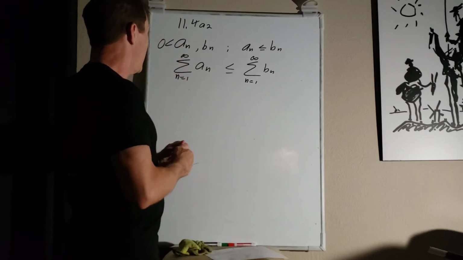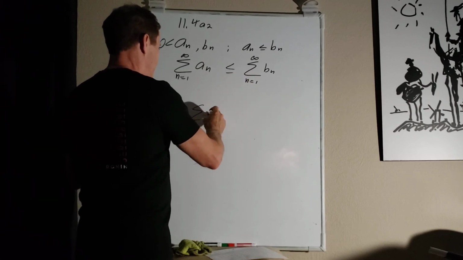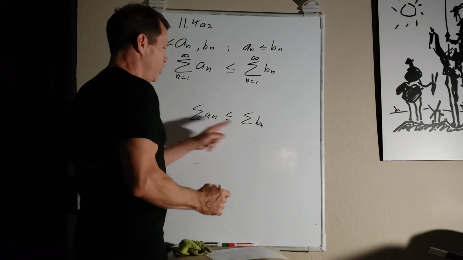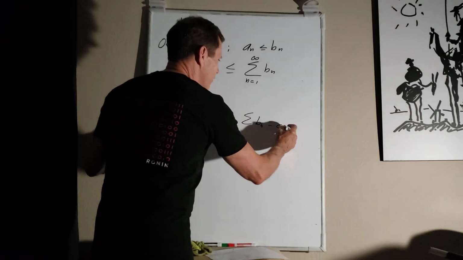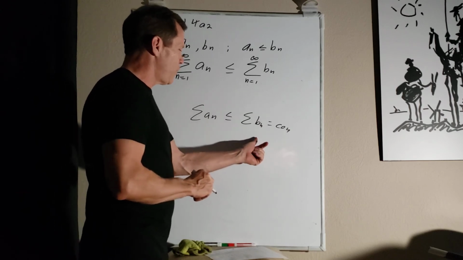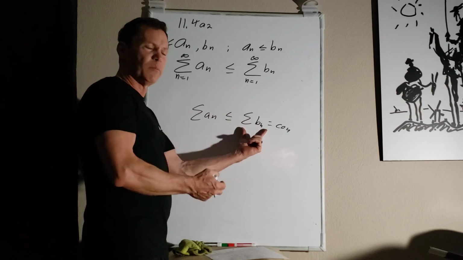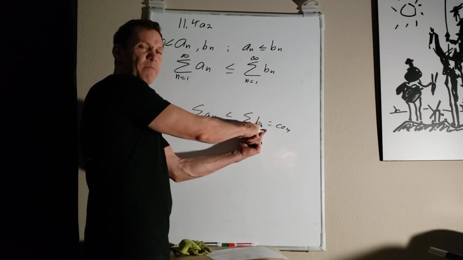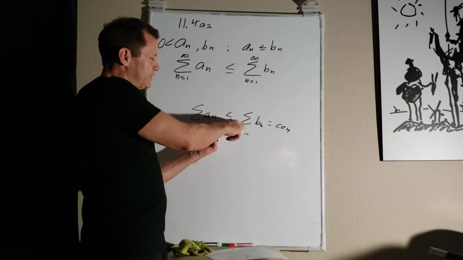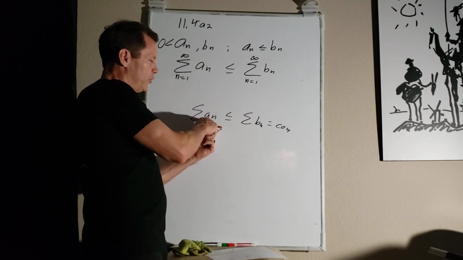Suppose that you have something like this. You've got the summation of an is less than the summation of bn, and you know that this one converges. Well, then you're going to know that this one converges. If you had an error bound for this one, so you use an integral test or something like that, and were able to get an error bound for this one, well, since this one's bigger and this one's increasing, that same error bound will work for this one. So you can use this one's error bound to work on this one.